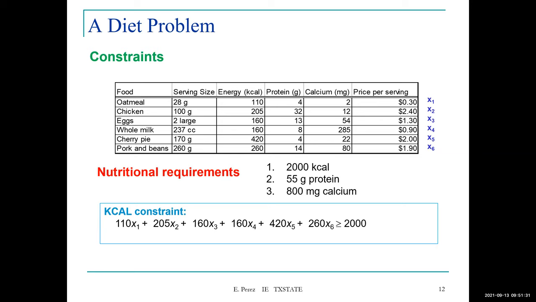And then the last one, 800 milligrams of calcium. Also, you're going to look at the coefficients associated with each item. The constraint is going to be 2 times x1 plus 12 times x2 plus 54 times x3, 285 times x4, 22 times x5 plus 80 times x6. Once you formulate one of them, the other two are going to be similar. The only difference is the coefficients, and that's what you're going to see in the next slide. So we are trying to meet these requirements using the information given by the servings that we are considering.